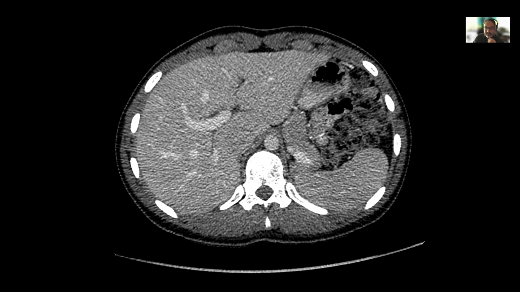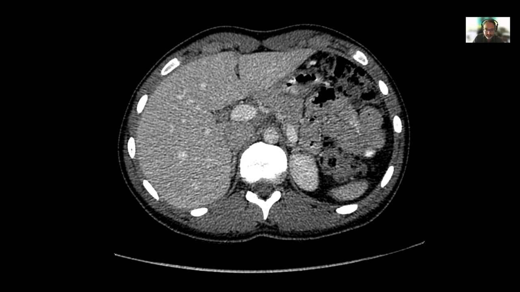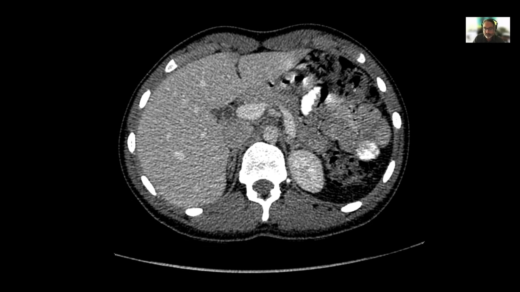Now if I keep going down, you see a lot of bowel loops develop here? So if you see bowel loops at the level of the liver, but on the left side, that is the jejunum. So the jejunum is actually in your upper left side, because on the right side you've got the liver. So these bowel loops are the jejunum.